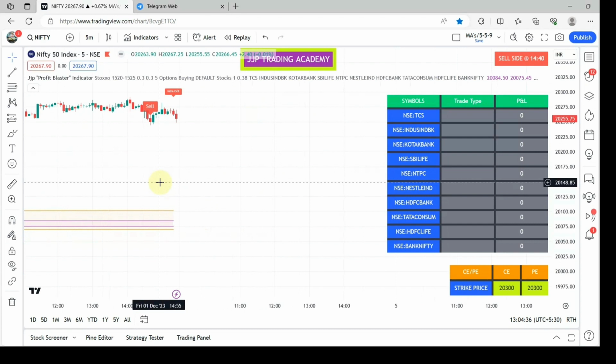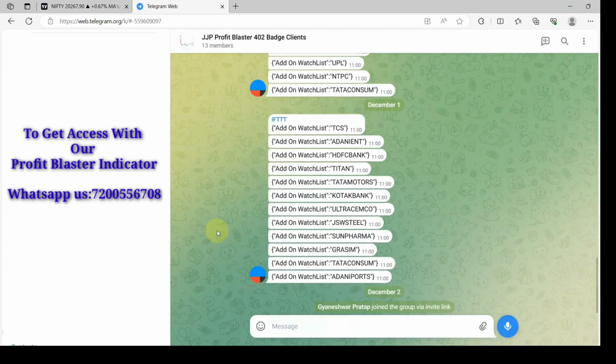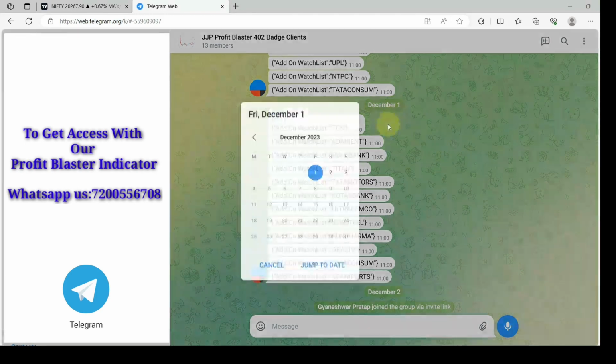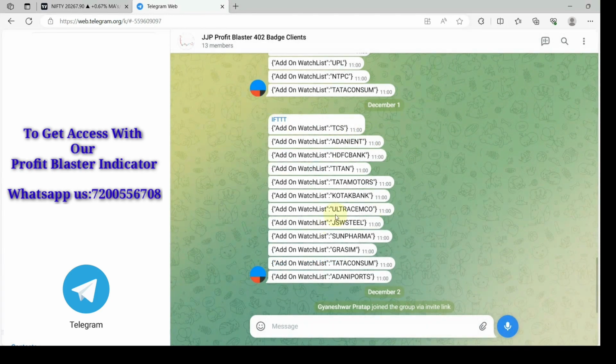Now we will be moving on to the Telegram stock alerts, and we will be seeing on the chart what are the stocks which came. This is the Blaster Telegram group, a 402 batch group. Separately we will be adding you in a group once you get access to our indicator. In this group, you can see this is December 1. We have received many stock lists at 11 o'clock.